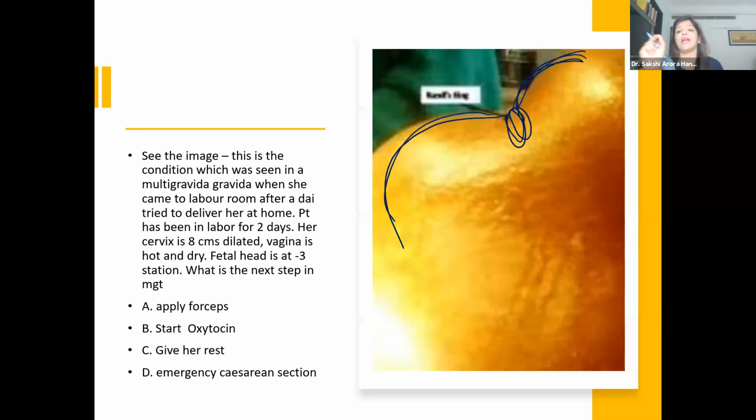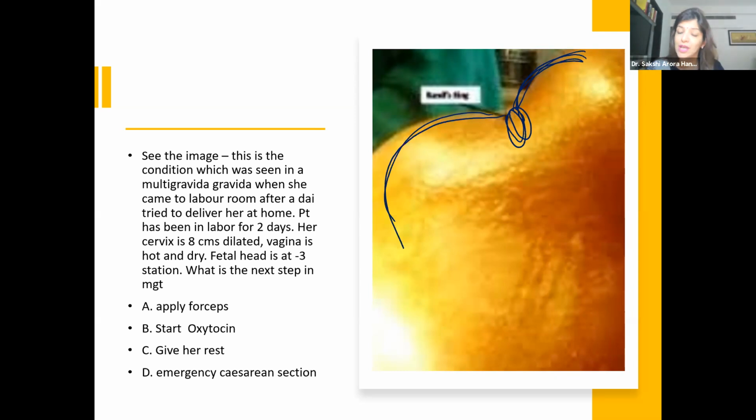That means the head of the baby is too big to enter into the pelvis. That means it's a case of CPD. And whenever there is a CPD, you have to do a cesarean section, right? So that is a second logic for doing cesarean section. A third logic is, let us rule out why not the other options.